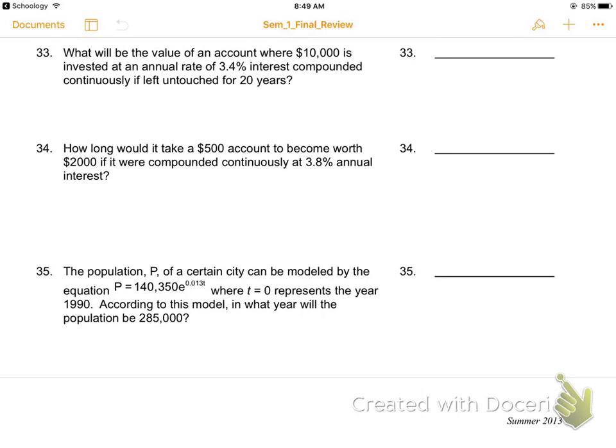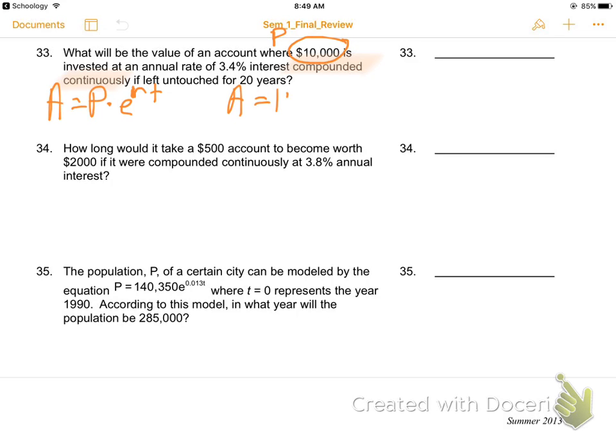33. What will be the value of an account where $10,000 is invested at an annual rate of 3.4% compounded continuously, if left untouched for 20 years? You have to read very carefully. It tells me compounded continuously, I have to use the formula A equals P times e to the rt. Okay? A is your end amount, P is your principal or your starting amount. So my principal is going to be $10,000 because that's what I start with.